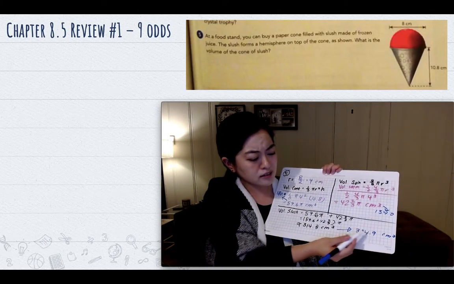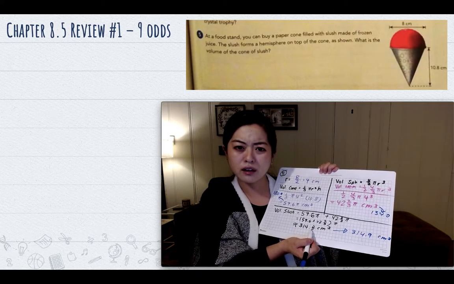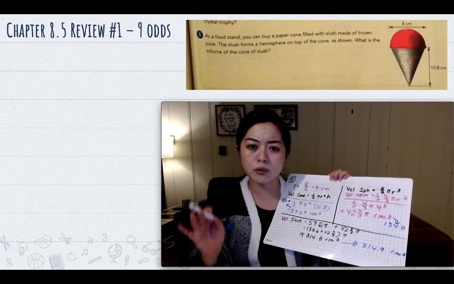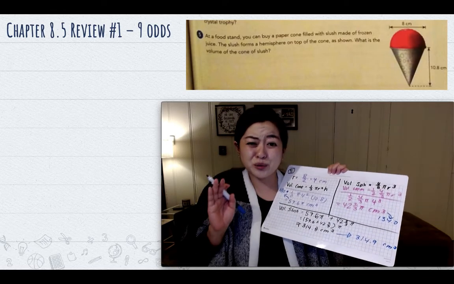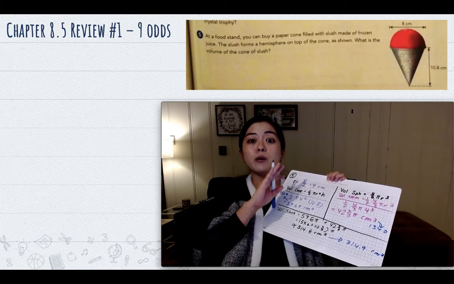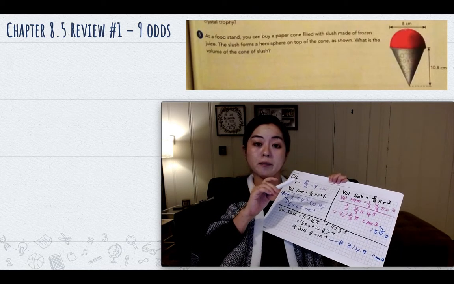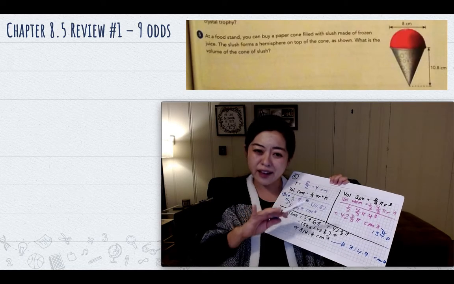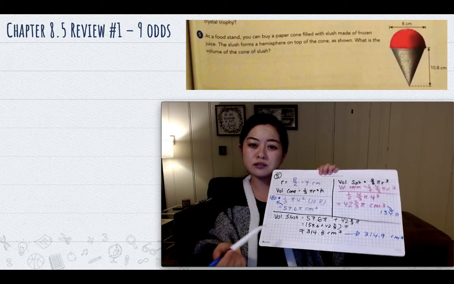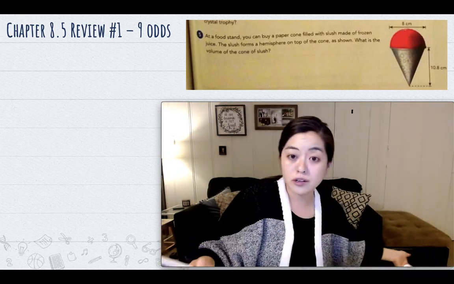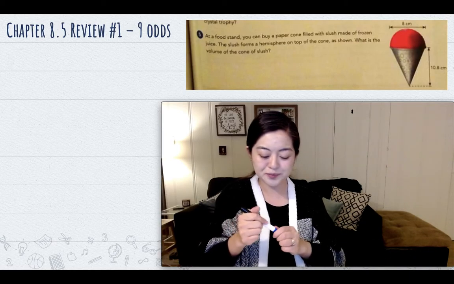And you see that it's a little bit off, right? It's about 1/10 off. So it's really important, when we want to get as close to the exact answer as possible, that we approximate for pi as the last step, as you can see here. All right, so we're going to move on to the next one.